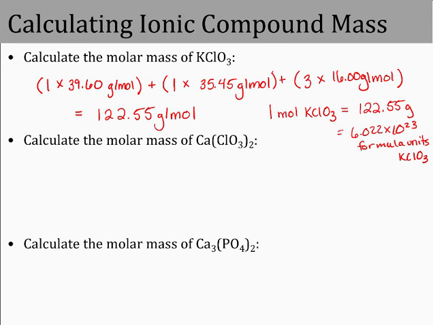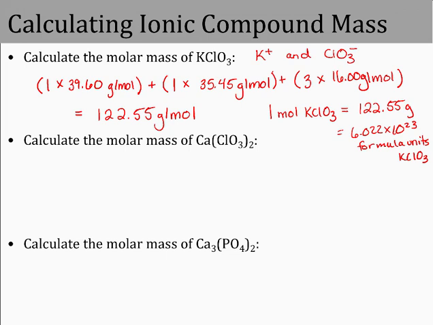So remember that KClO3, we have potassium and ClO3 minus. So that's our chlorate ion, our polyatomic ion. Now, the next question asks us to calculate the molar mass of calcium bonded to 2 chlorate ions.